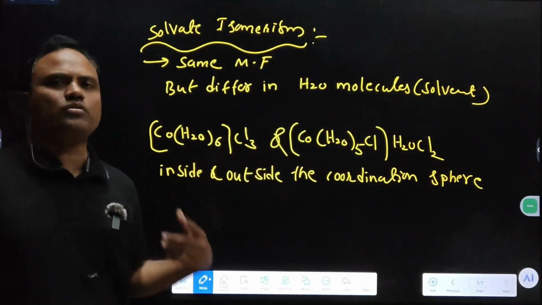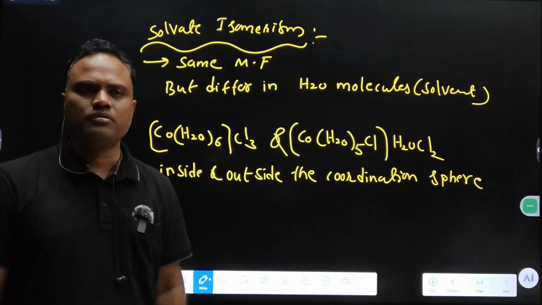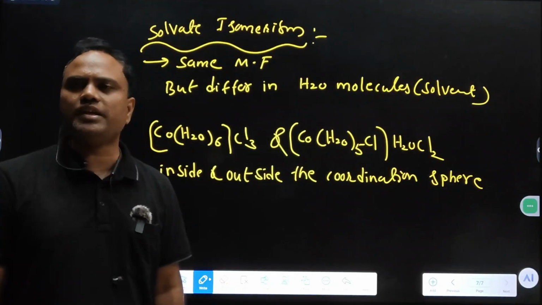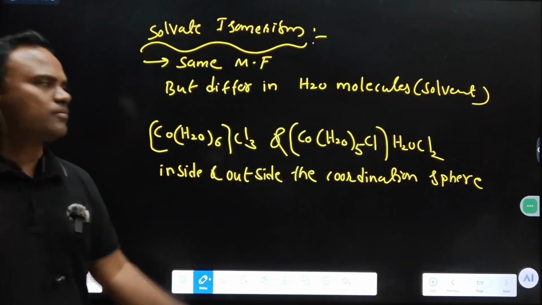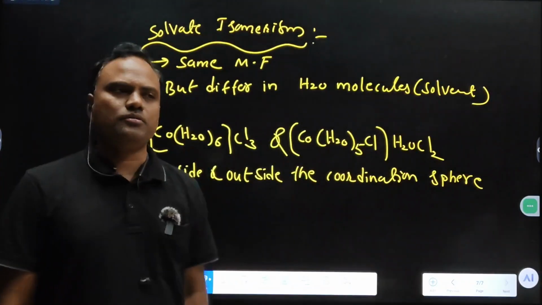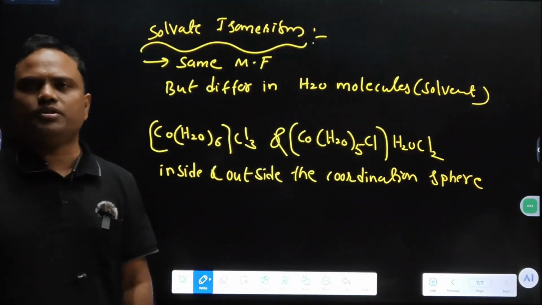Can we consider these two as linkage isomers? For linkage isomerism, what is needed? Ambidentate. Is there any ambidentate ligand inside it? No. So this is solvate isomerism.